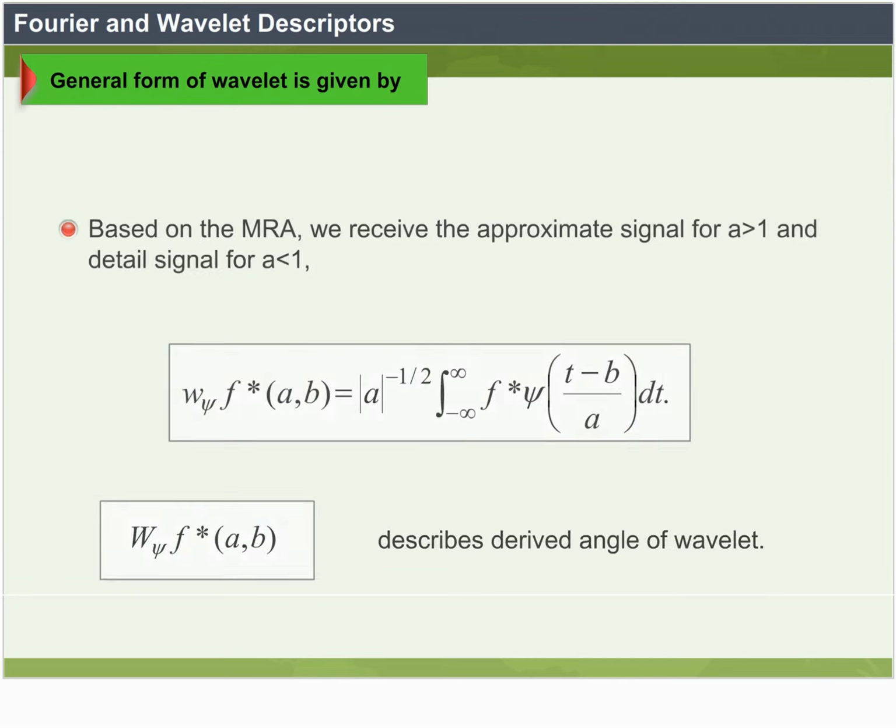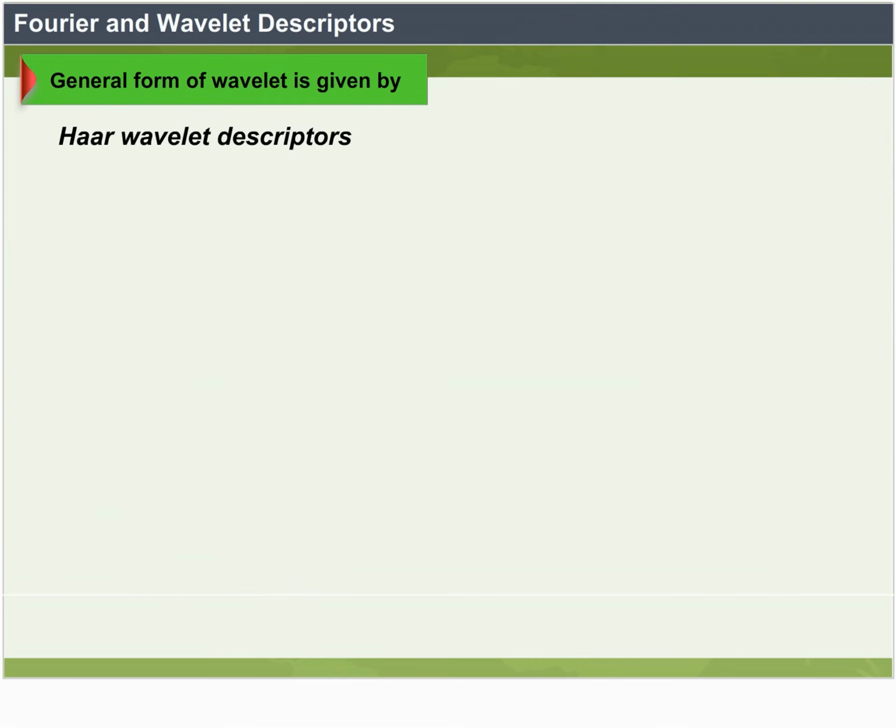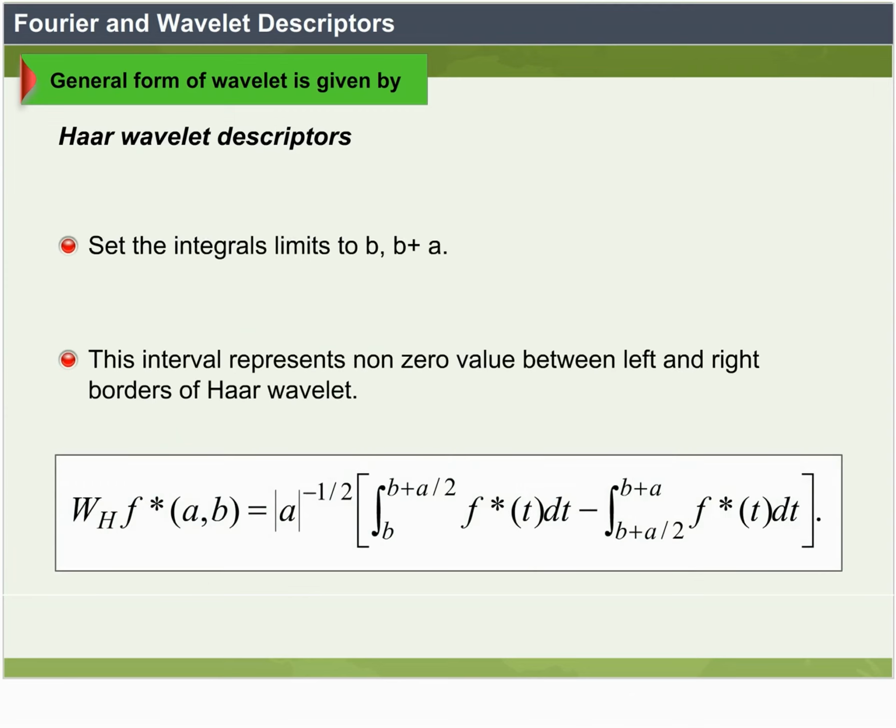Haar wavelet descriptors. This is obtained by setting the integral limits to b, b plus a. This interval represents non-zero value between left and right borders of Haar wavelet. The resulting expressions can be seen on screen.